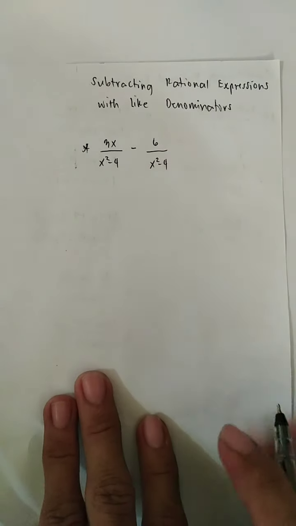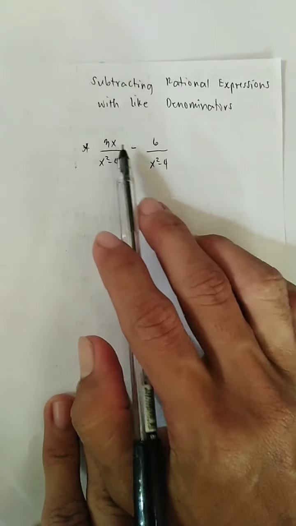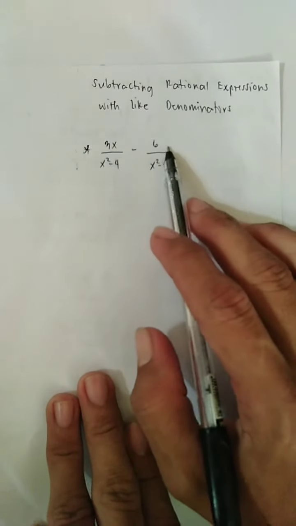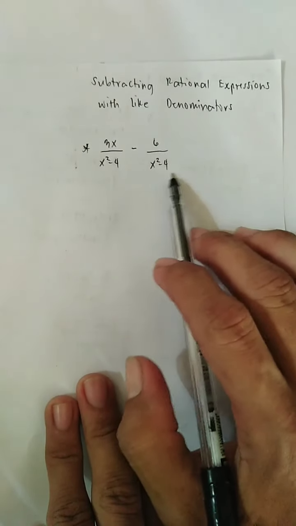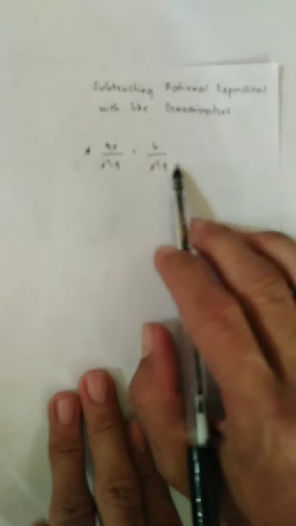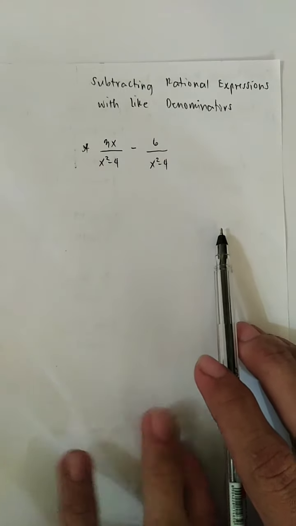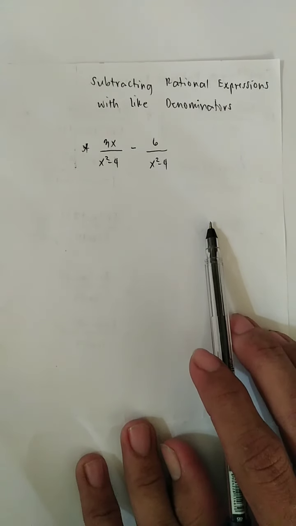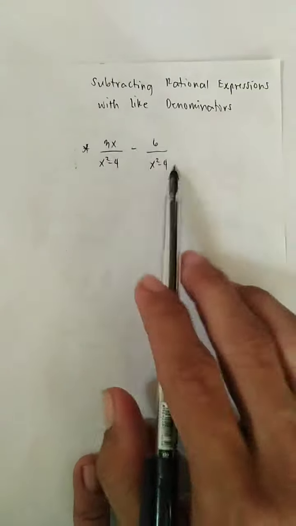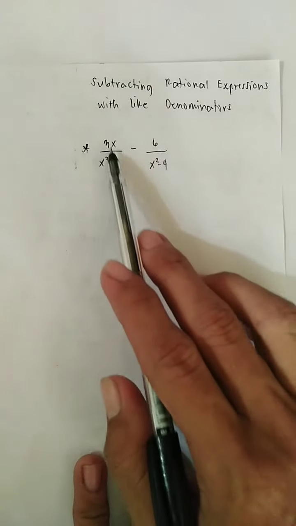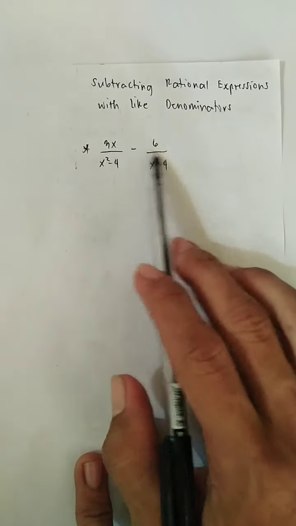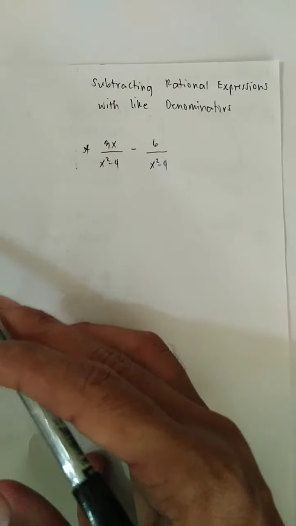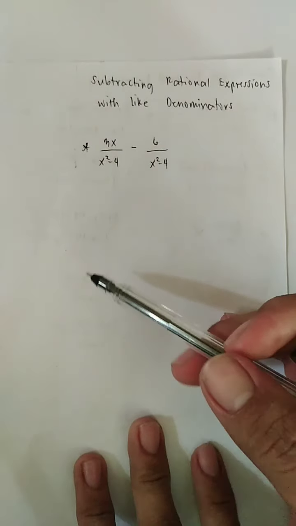Okay, so in this expression you are going to subtract, or get the difference of, the two rational expressions, which are 3x over x squared minus 4 and 6 over x squared minus 4. As you can remember, the rule states that to subtract rational expressions with the same denominators, just simply subtract the numerators and then copy the denominator. It is the same rule as with the addition of rational expressions with the same denominators.